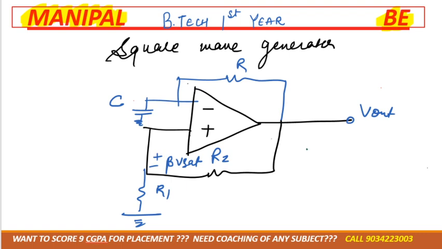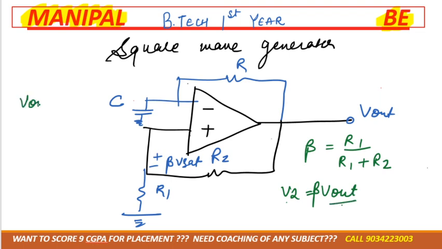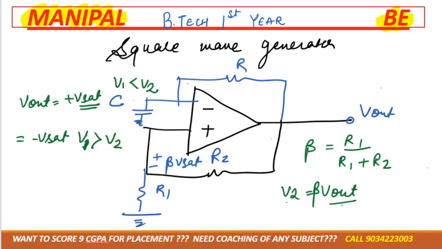Now I'll tell you the formula. V1 is equal to R1 divided by R1 plus R2 times Vout. The values of V1 and Vout are known. From there you will get the Vout value. Now Vout is plus V saturation, meaning positive voltage will come if V1 is less than V, but if V1 is greater than V, then in that case you will get minus V saturation.